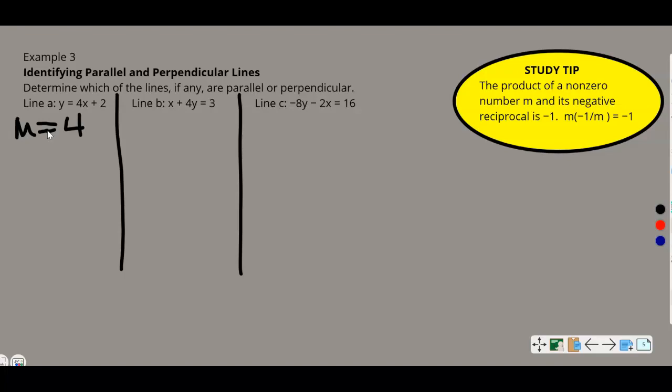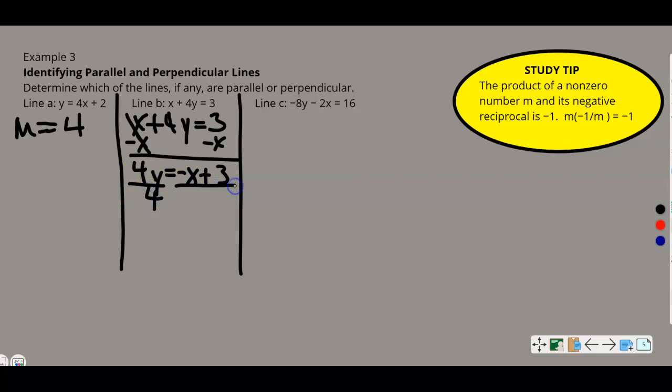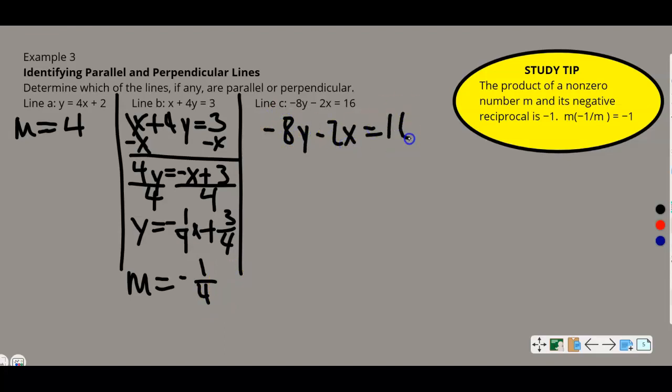So before we determine the slope, we have to put it in slope-intercept form. So for line B, let's write this in slope-intercept form. So we've got x plus 4y equals 3. We're going to subtract x from both sides. Remember, we're trying to solve for y. So bring down the 4y. We're going to put our slope first, so we're going to have -x plus 3, and then we divide the entire equation by 4. So y equals -1/4 x plus 3/4. So now we can determine the slope is -1/4.